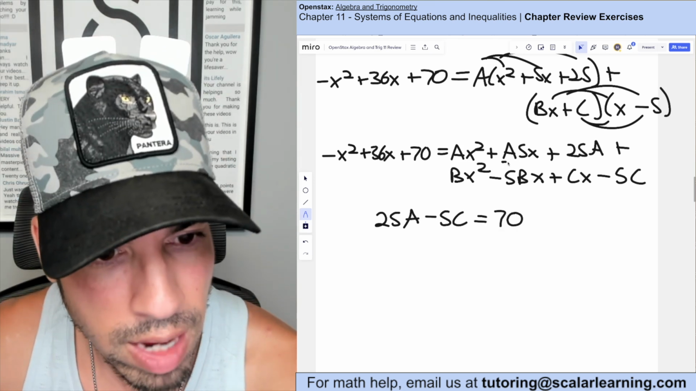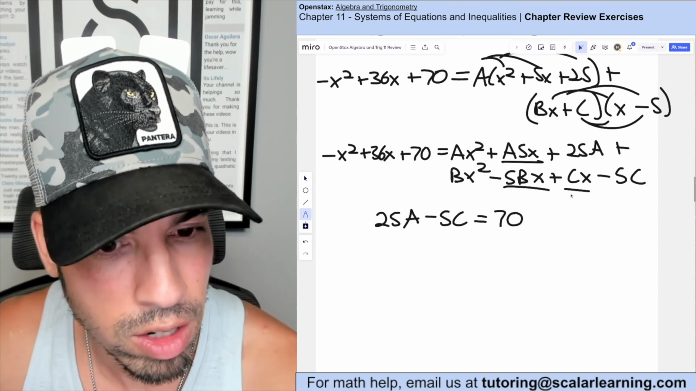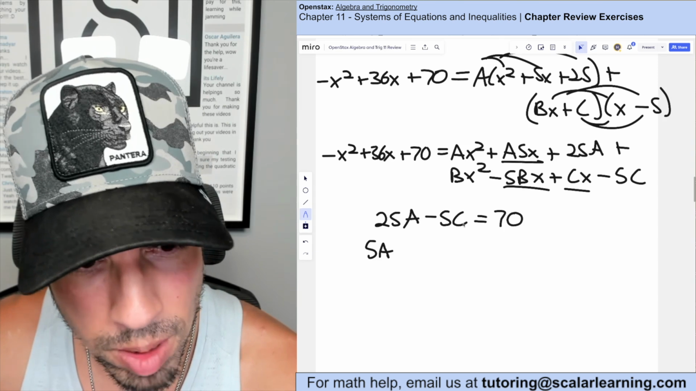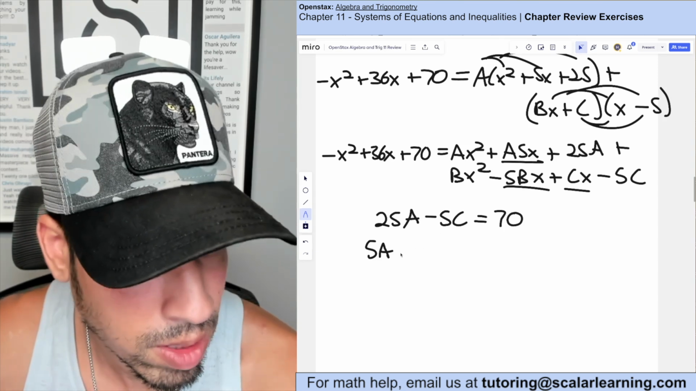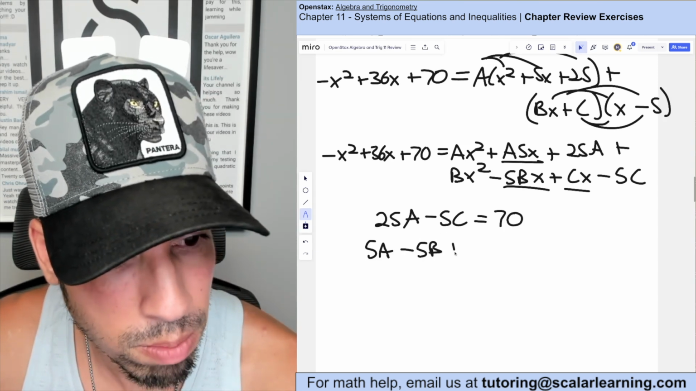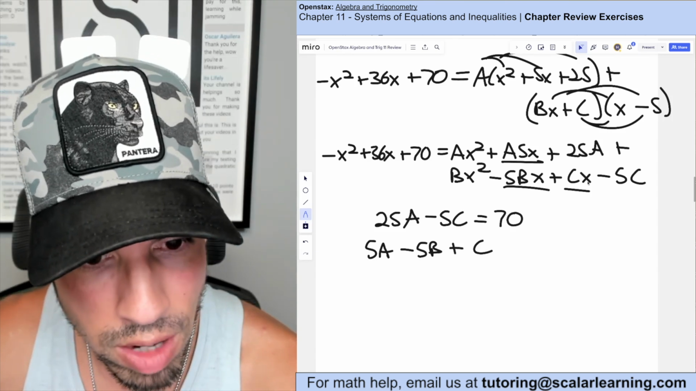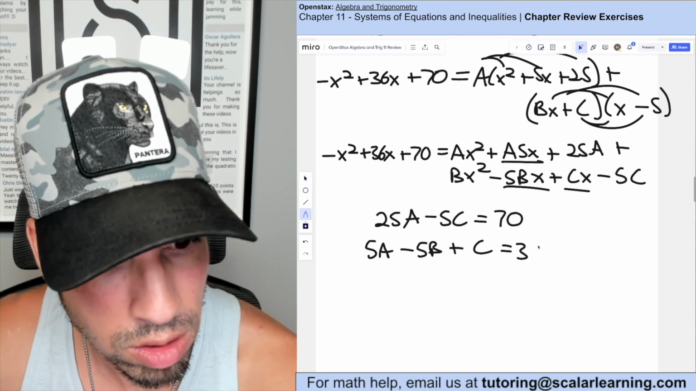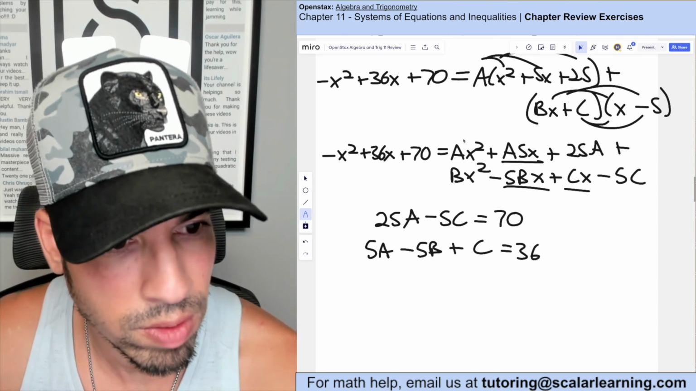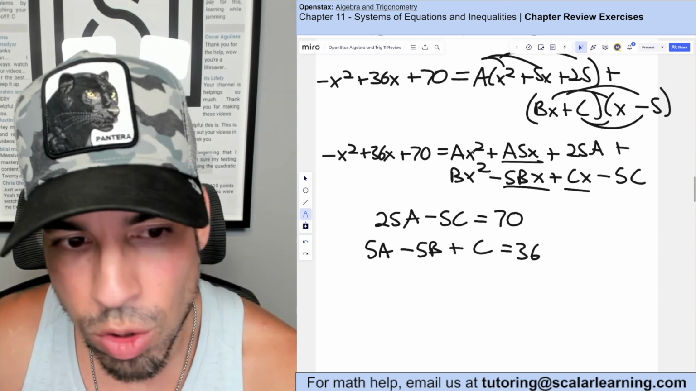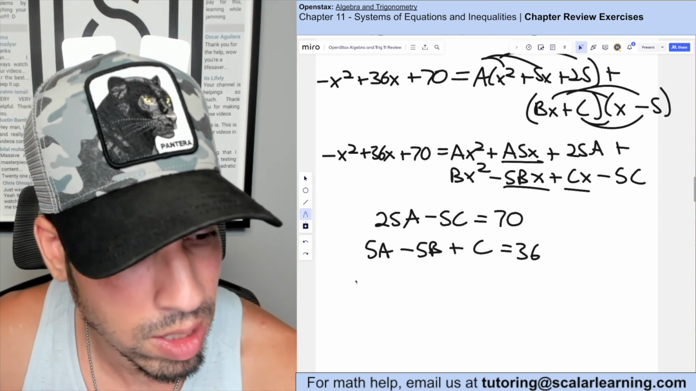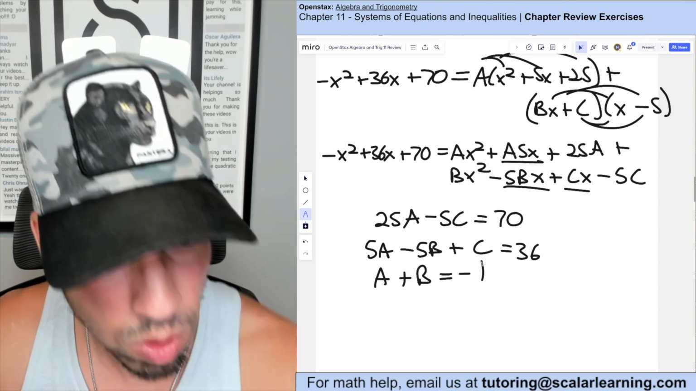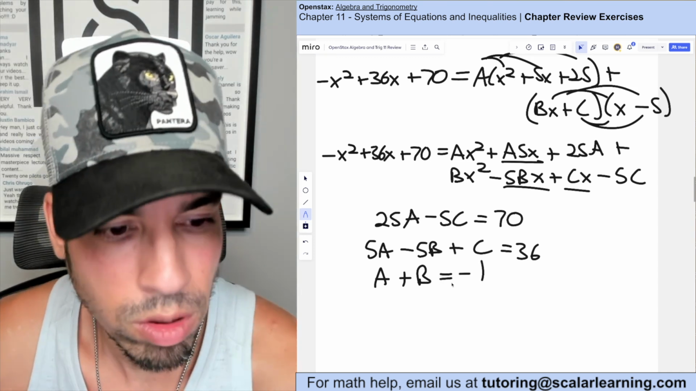Okay, so there's our first equation. I also see an x here, here, and here. And so that means 5a, I wrote a5, but I'm going to write it as 5a, same thing, minus 5b plus c, right? I didn't miss any other x's. Those are all going to add up to this, which is 36, okay? And then last but not least, we've got these guys, right? The only two x squared. And they have to add up to -1. So that means a plus b equals -1, okay? We got 3 variables, 3 equations.